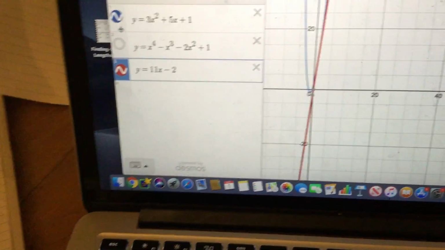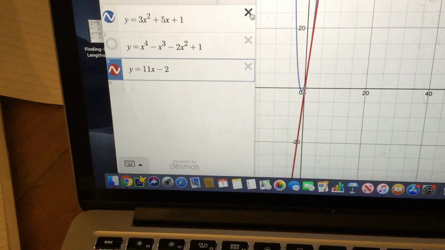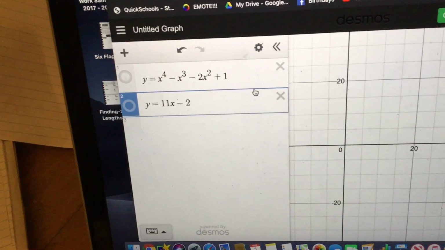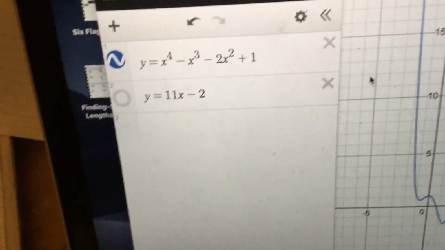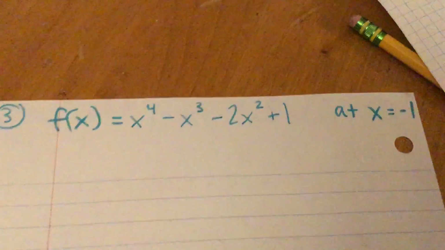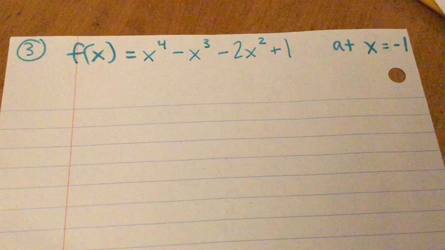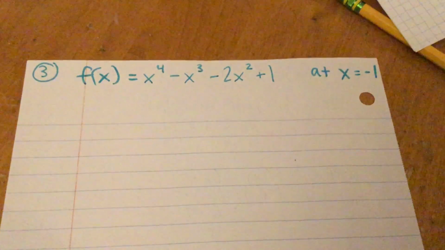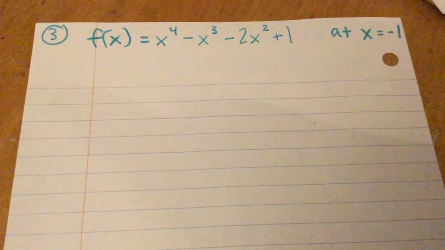Okay. One last problem. We're going to calculate the equation of the tangent line for this graph. y equals x to the 4th minus x cubed minus 2x squared plus 1. It's funky looking, but not too funky looking. Let's figure out the equation of the tangent line at x equals negative 1. So, same old, same old. How do I figure out the equation of the tangent line? I need a point, I need a slope. I go point slope to slope intercept. Doesn't get any simpler than that.